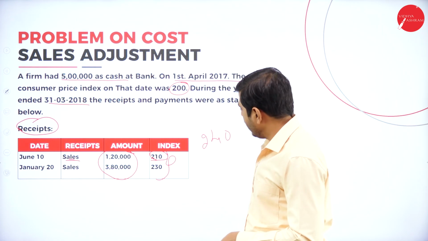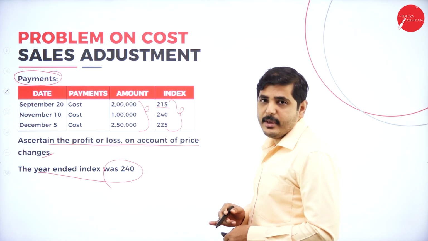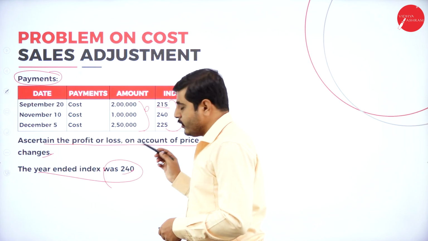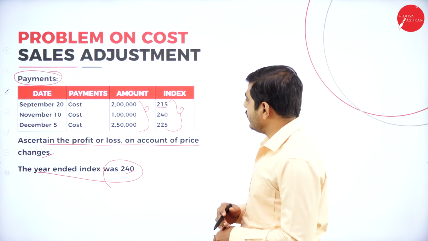210, 230, 215, 240 and 225. These are all the base year. So what is the current year? 240 is the current year index value. Now let's calculate the amount.